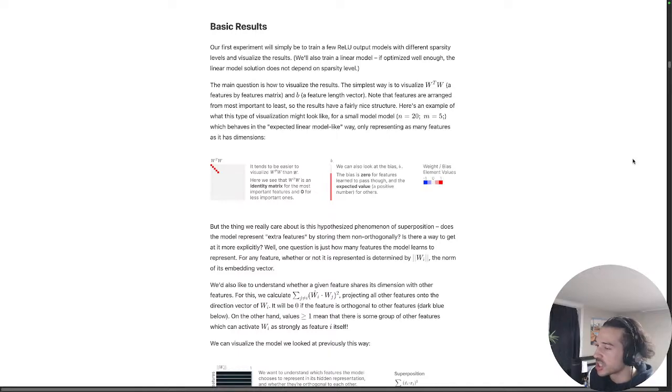Well, one question is just how many features the model learns to represent. For any feature, whether or not it is represented is determined by the norm of Wi, the norm of its embedding vector. We'd also like to understand whether a given feature shares its dimension with other features. For this, we calculate the sum over j, for all j not equal to i, of (Ŵi · Wj)², projecting all other features onto the direction vector of Wi. It will be 0 if the feature is orthogonal to other features, dark blue below.